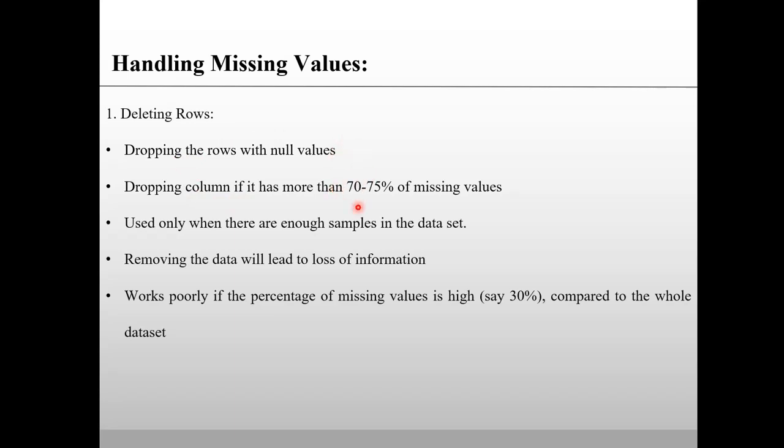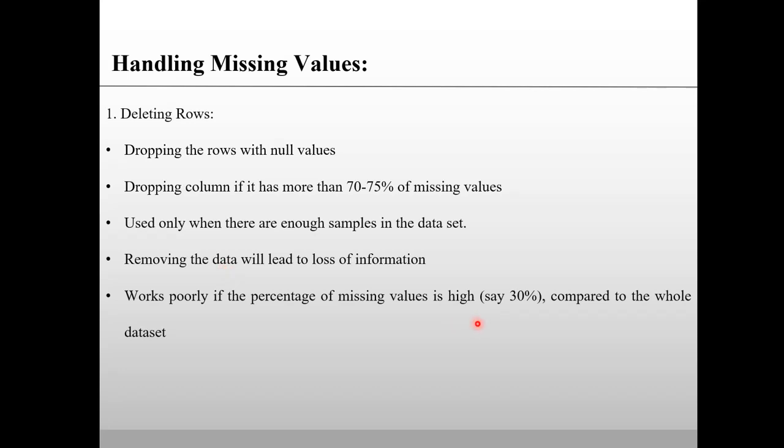If you have a data set with a very limited amount of data, these two methods cannot be done, right? The reason is that deleting rows or columns will lead to loss of information. If you have a missing value in a particular column and you delete the entire row, the information regarding the other features will also get deleted. This will lead to loss of information.